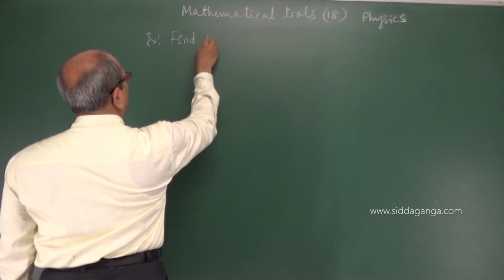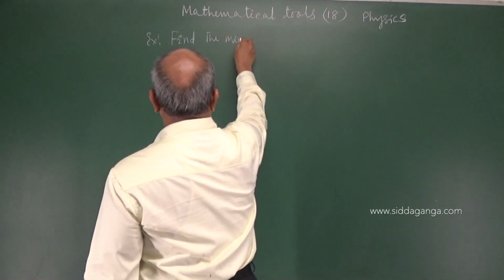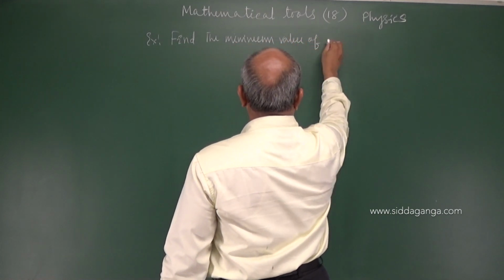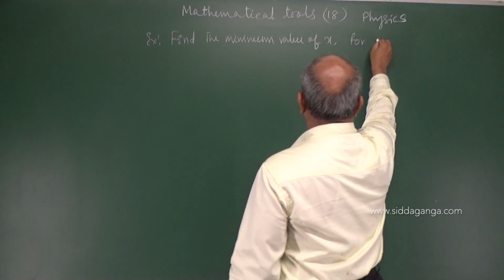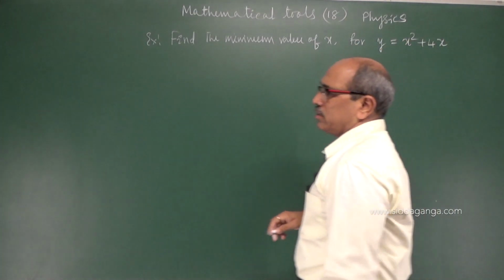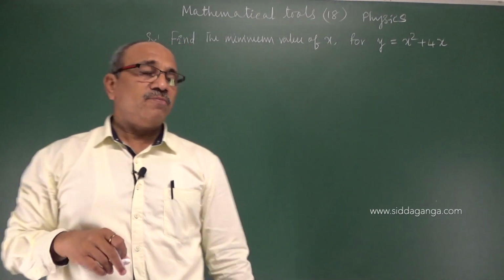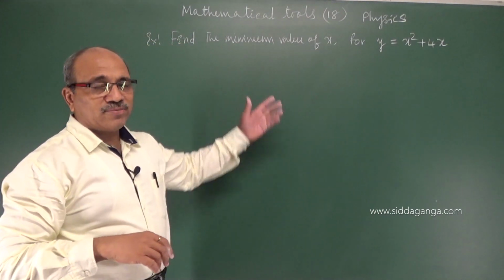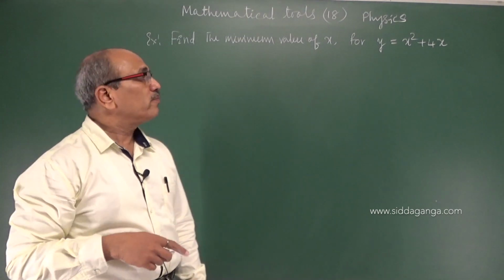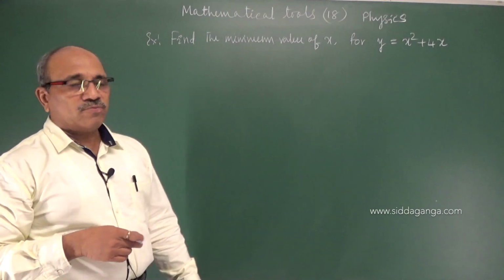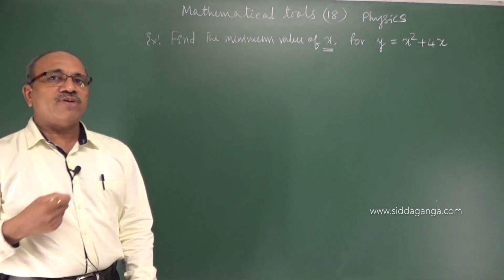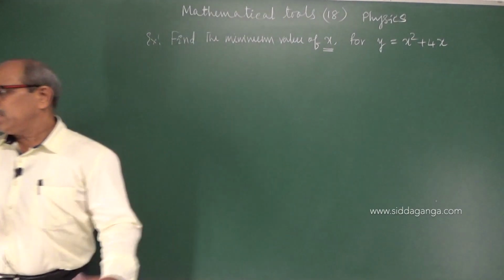Find the minimum value of x for y is equal to x square plus 4x is the statement. We have to find minima. I told you minima and maxima conditions we are discussing, the first derivative and second derivative principle. For y equal to x square plus 4x, for which value of x does it take the minimum value? So let us go to that one.